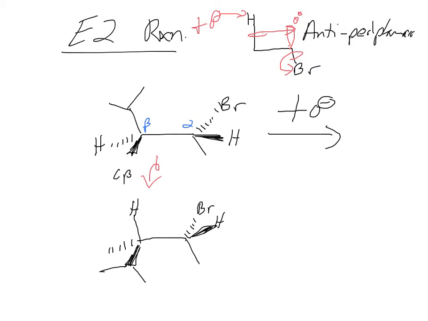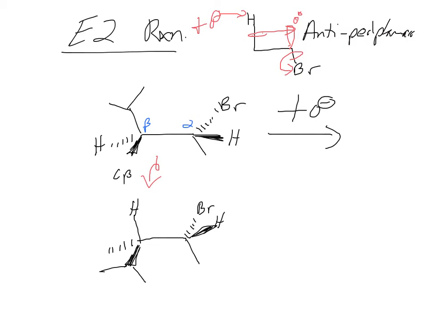Would that change the stereochemistry then? It won't change the stereochemistry. We just rotated. We're not shifting R or S. We're just looking at the vantage point and getting things lined up anti-periplanar. So we're not changing R or S. We're just rotating, because remember, we can rotate about sigma bonds without breaking them.